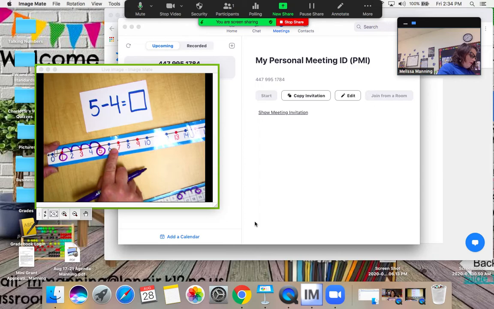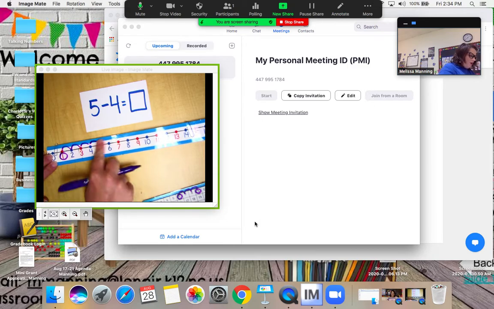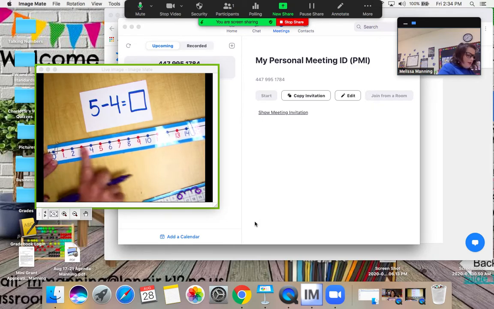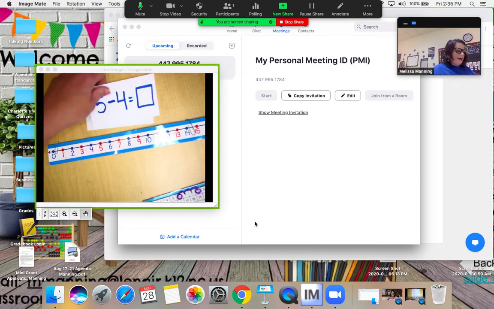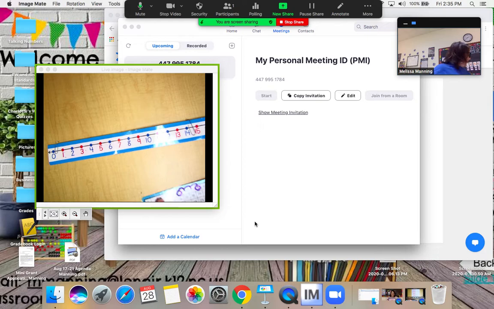Okay, now you don't actually have to draw on your number line. You can, but as you get more used to it, you can just tap it. Like if I'm starting at 5, I can just jump backwards 4 times. Watch. 1, 2, 3, 4. I can kind of like draw it with my finger, and I can still get to the same place. Okay, and that is the end of our number line lesson.